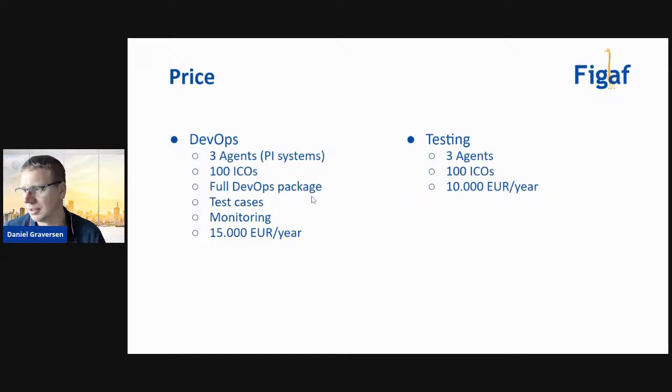So pricing: if you want the DevOps for 100 ICOs, it is 15,000 euros a year. If you just want the testing, it is 10,000 euros a year. And if you have more, it is a little extra per extra ICO. So just to give you an idea of where it is, but I do think that this adds quite a number of values, and depending on how much development you're doing, you will save a lot and get these benefits of governance and faster delivery.